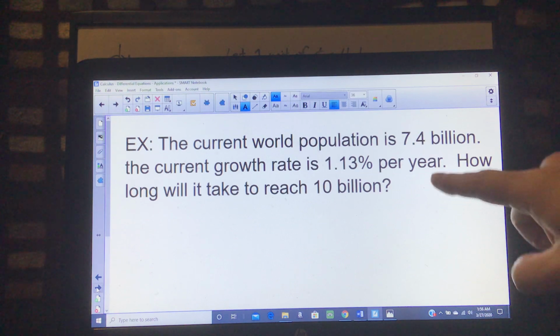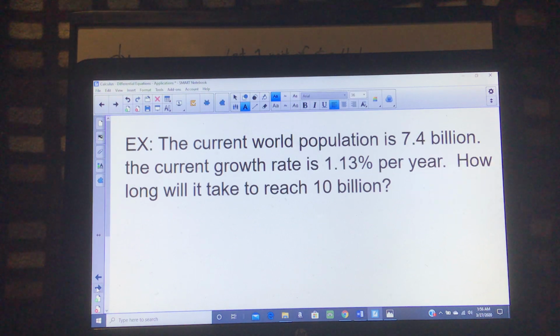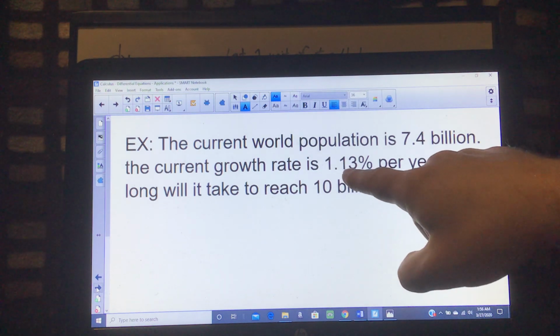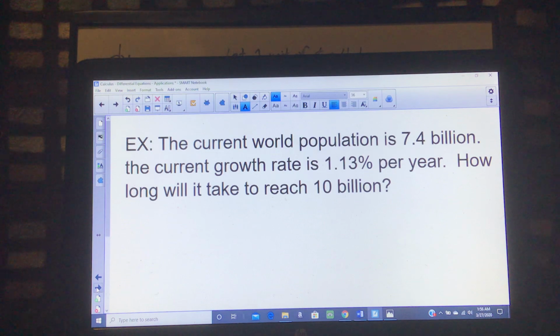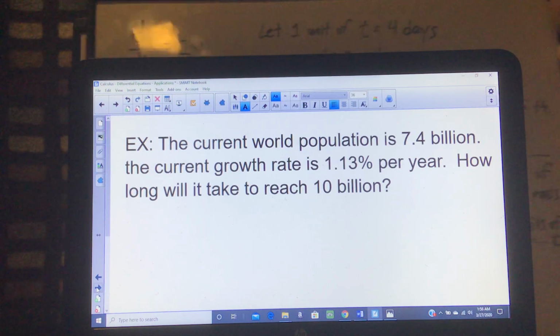But basically, I'm going to formulate this like I did the coronavirus problem. We'll put it in terms of a differential equation, solve that differential equation. Since it's a positive growth rate, we'll get a positive exponential growth function, and then we'll be able to use it to figure out how long it takes to reach 10 billion. So let me get that going.